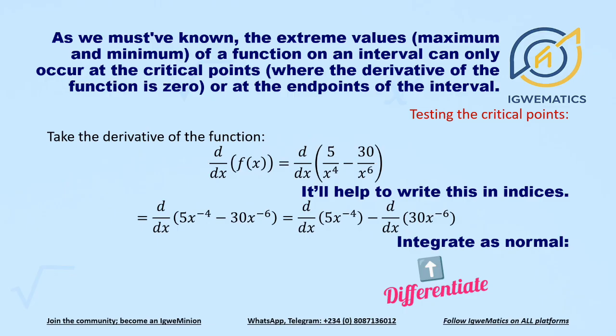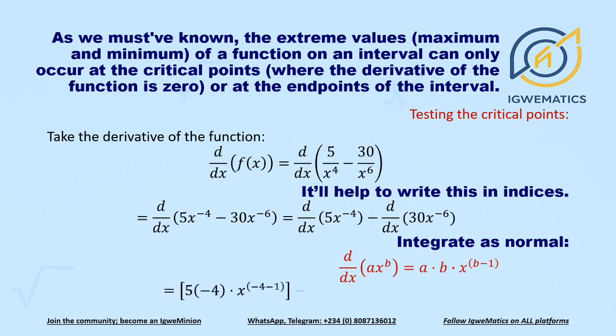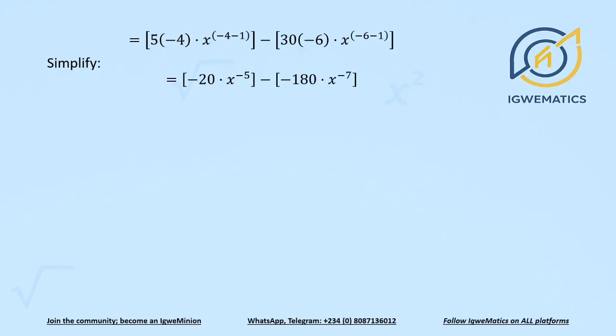Differentiate as normal. The derivative of a x^b is equal to a times b times x^(b minus 1). Simplify. This is equal to minus 20 times x^(-5) plus 180 times x^(-7).